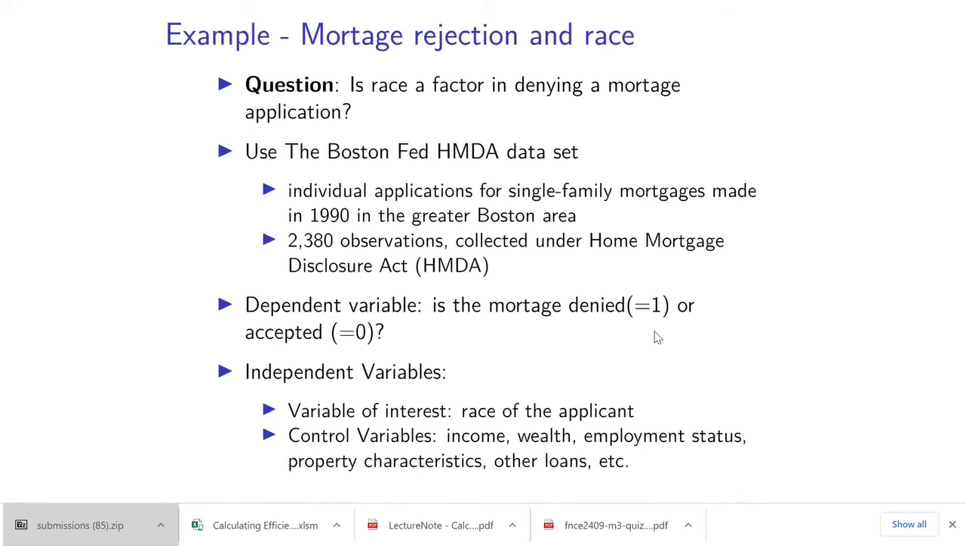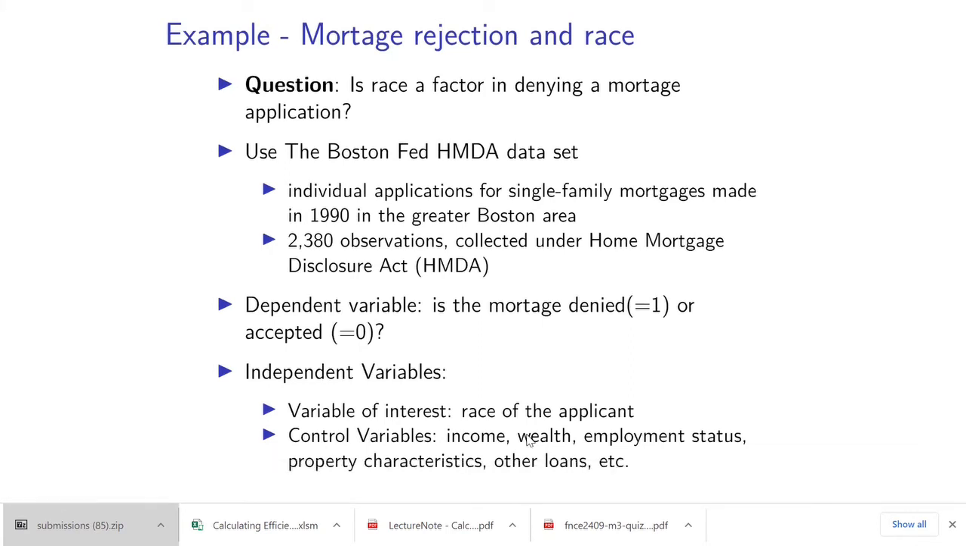For instance, we ask, is race a factor in denying mortgage application? In this case, mortgage application denied is equal to 1, or mortgage application accepted is equal to 0. To answer this question, we'll use the Boston Fed HMDA dataset. This dataset was collected in 1990 based on the mortgage application for single-family homes. There are 2,380 observations and a host of variables in this dataset.